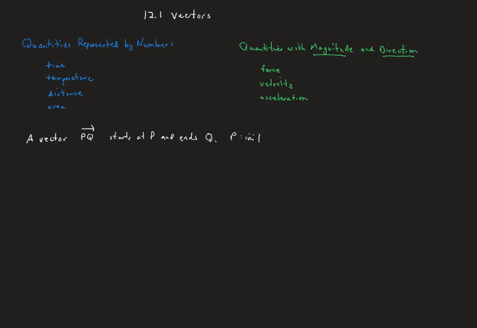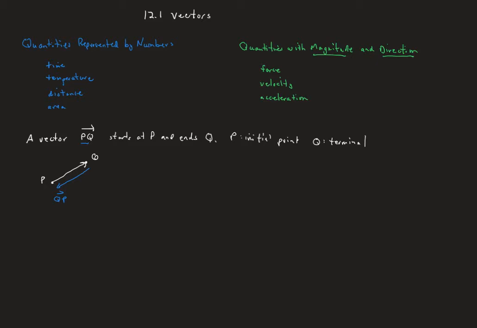That's where the vector starts, the initial point, and point Q, where the vector ends, is referred to as the terminal point. So a vector, you might represent it something like this with the arrow, and this would be the point P, where it starts, and at the end of that arrow is a point Q. So you can see that the order you write these in matters. So the vector PQ is not the same as the vector QP because they point in different directions.